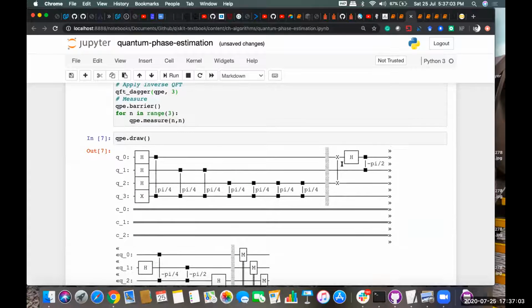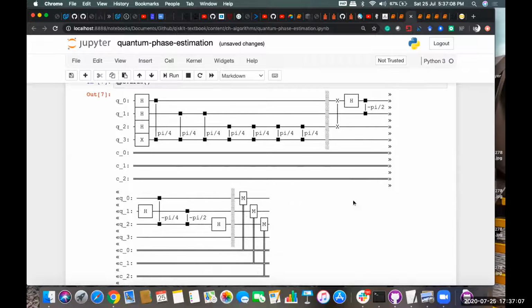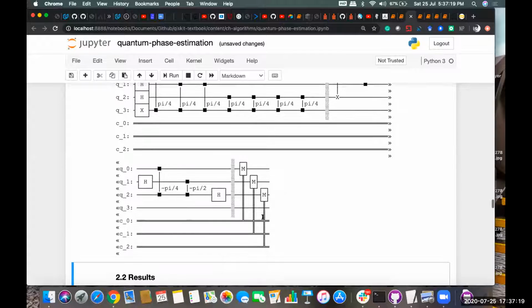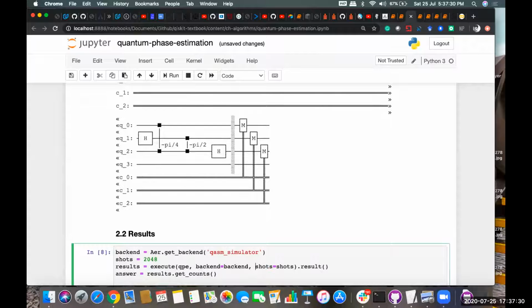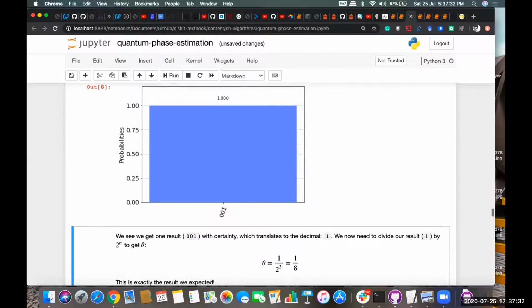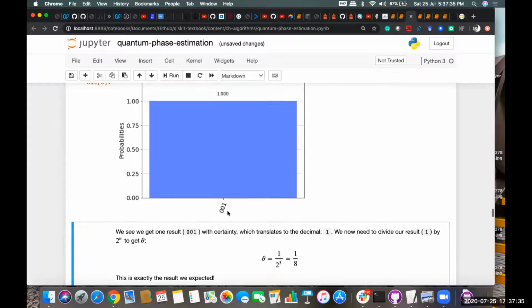So here you can see we have swapped the bits for calculating the theta values, and then we are applying the circuit which is used for the inverse quantum Fourier transformation. And then we are measuring the values from all three qubits, Q0, Q1, Q2, and storing them in the classical registers C0, C1, and C2. When we run this, okay, here we are, that is 0, 0, 1.